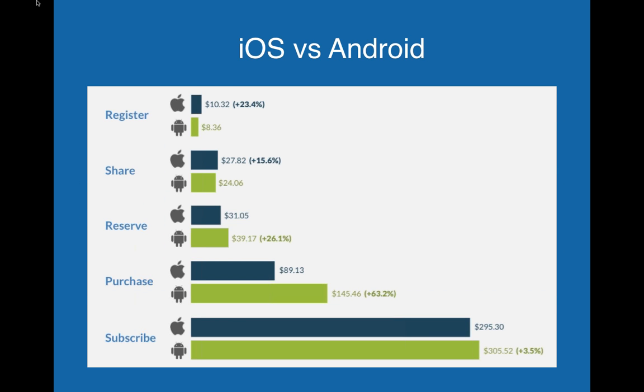Let's talk about iOS versus Android. There are some really interesting differences here between iOS and Android users. For example, CPAs for top of funnel events are more expensive on iOS, including registering and sharing. Yet transactional events, reserve, making a purchase, and subscribing are clearly more expensive on Android. How do you explain this?